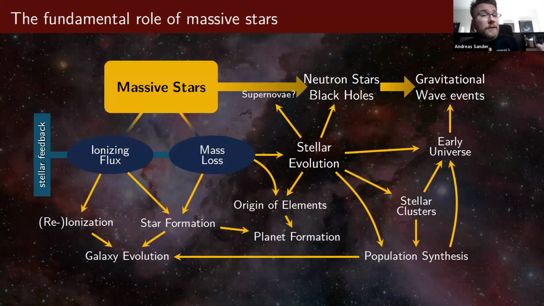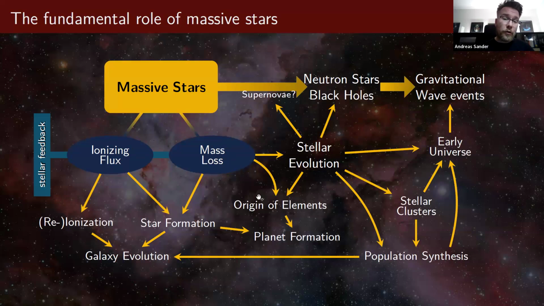Massive stars really have a fundamental role in astrophysics. In more recent years, we can start with the detection of gravitational waves, which come from merging black holes, which are the endpoints of massive star evolution together with neutron stars. But massive stars interact with their environment early on. They can ionize their surroundings. They can lose mass intrinsically or via interaction with their companions. This is what is called stellar feedback. And of course, this then influences further stellar evolution.